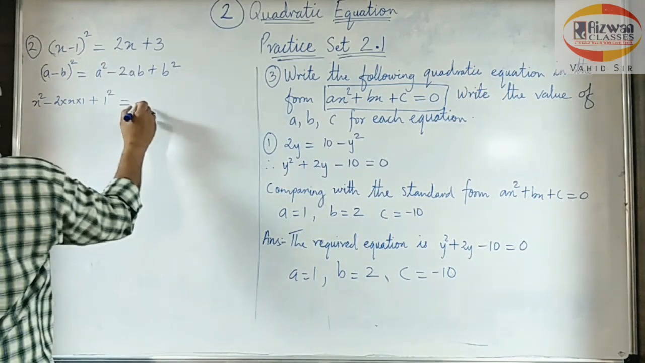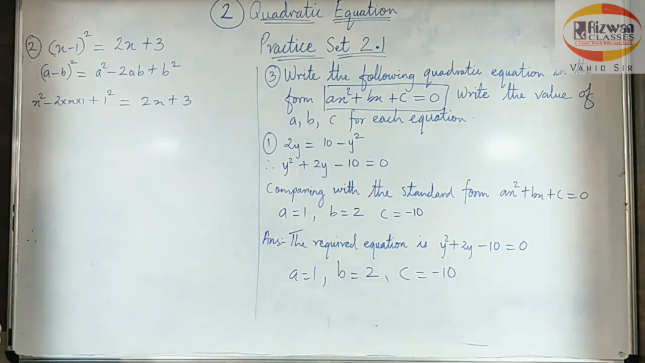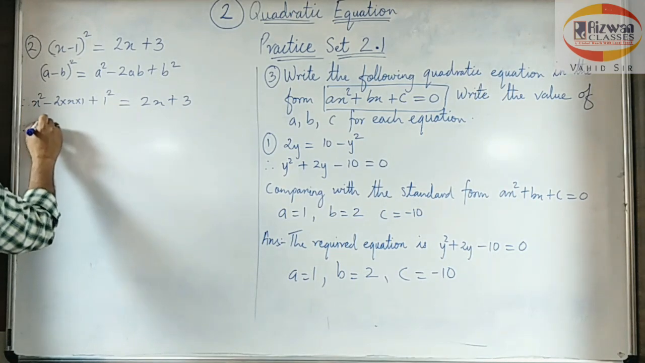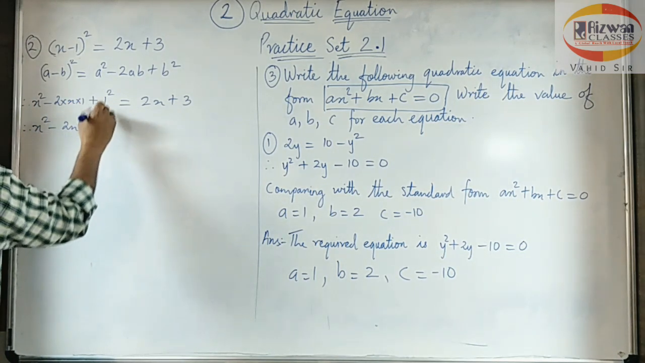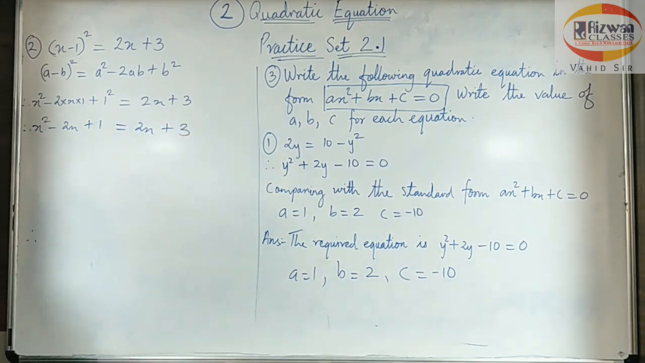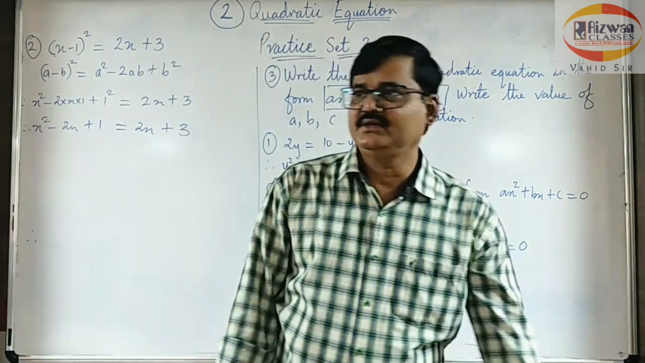Okay, and then I'm writing what over here? 2x plus 3, which is my right hand side. Okay. Now everybody understood, this will be your x square, therefore it will be x square minus 2x, 2 into x into 1 will be 2x, plus 1 square is what? 1, is equal to 2x plus 3. Yes. Now I have opened up the bracket. Now I have to get it to the standard form.